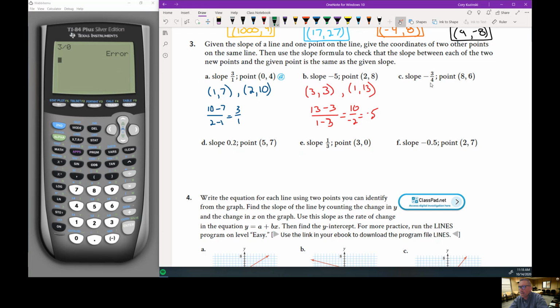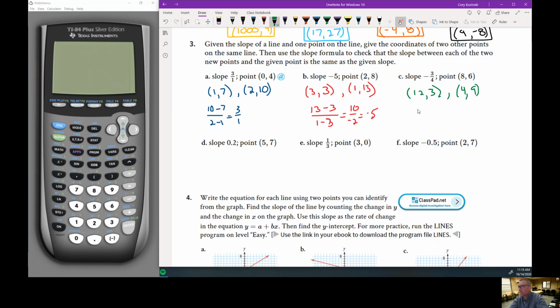-3 over 4. Y is going down 3 every time x goes up 4. So if I go up 4 from 8 to 12, y would need to go down 3 from 6 to 3. Or I could go the other way. I could make x go down 4 from 8 to 4, but then I would have to make y go up 3 from 6 to 9.